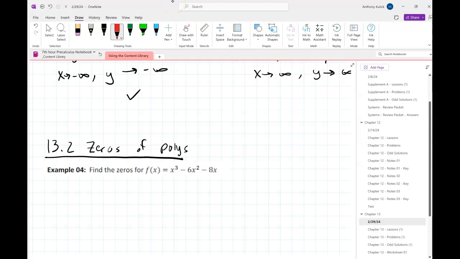So let's look at how we do this, right? When a graph crosses the x-axis, what is the y-coordinate when the graph is on the x-axis? 0. So I'm going to be plugging 0 in for f of x, which is like my y-coordinate. So this process of finding zeros, and let's make that plus 8, is equivalent to solving the polynomial.